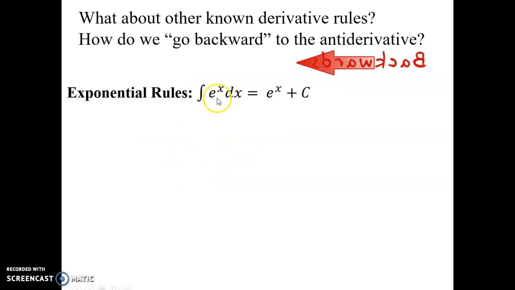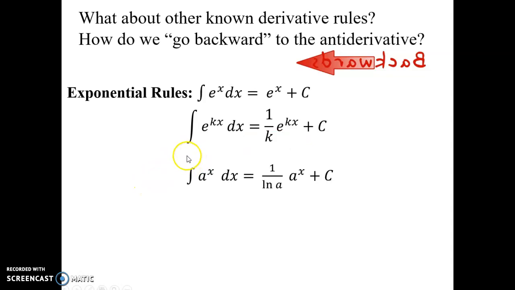Another rule we just saw was the general antiderivative of e to the x is equal to e to the x plus c. If I have the general antiderivative of e to the kx, just as this has a mini chain rule, this has a mini antiderivative rule here too. The general antiderivative of e to the kx is equal to 1 over that constant multiplied by e to the kx plus c.